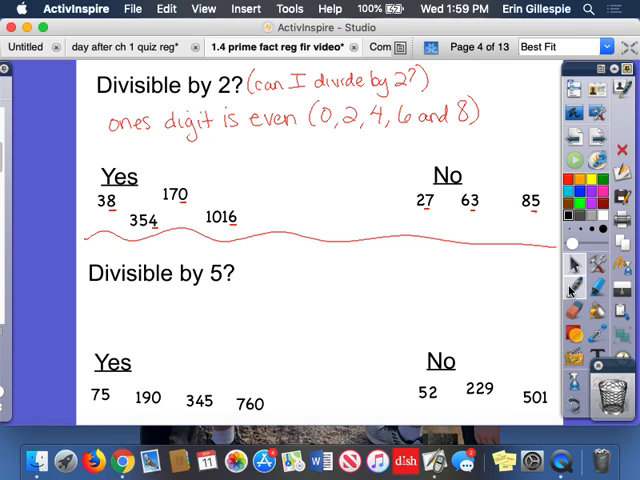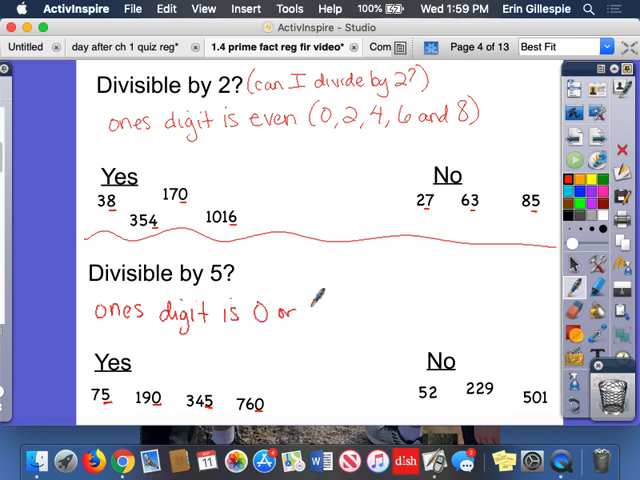So think if you can figure this out before I say it. What is the rule for 5? How can I tell if something's divisible by 5 without actually doing the division, just by looking at it? So you have to, again, look at the ones digit and look to see if it's a 0 or a 5, then it's something that you can divide by 5, okay? So ones digit is 0 or 5, and that's it.